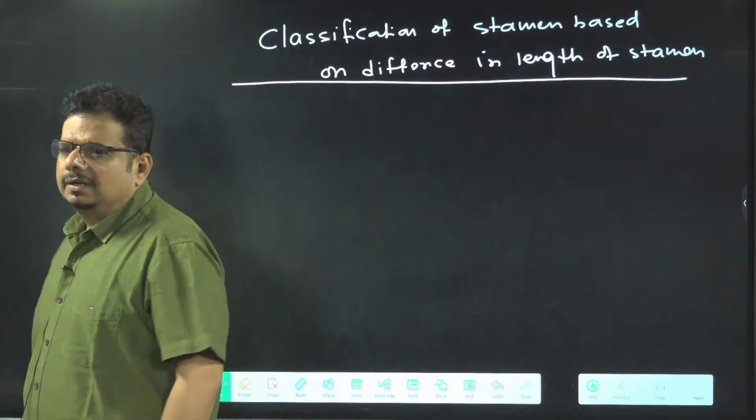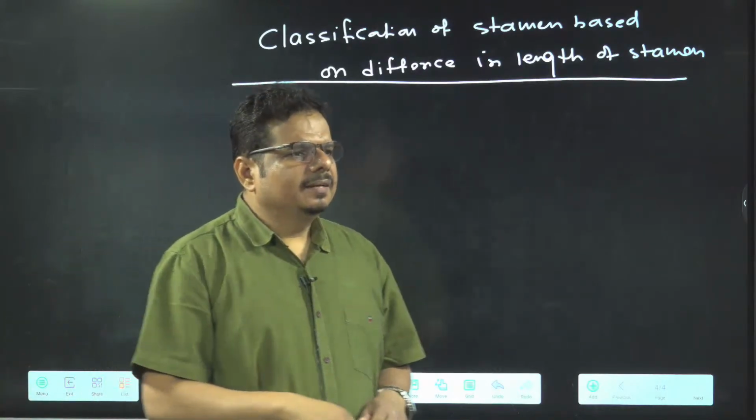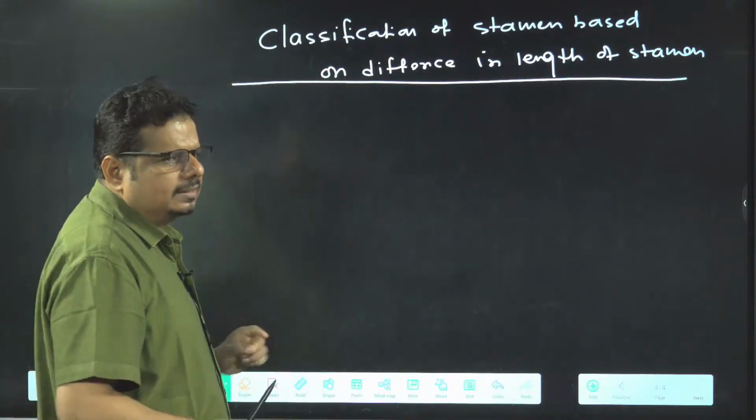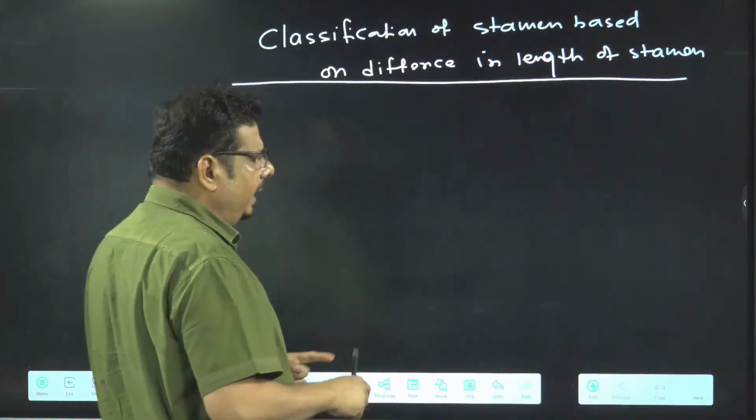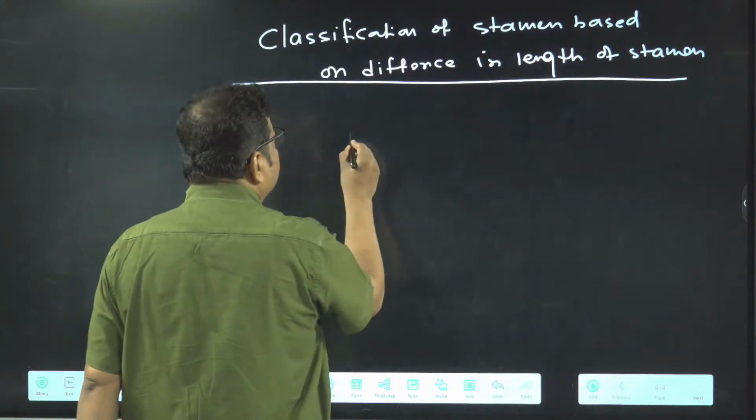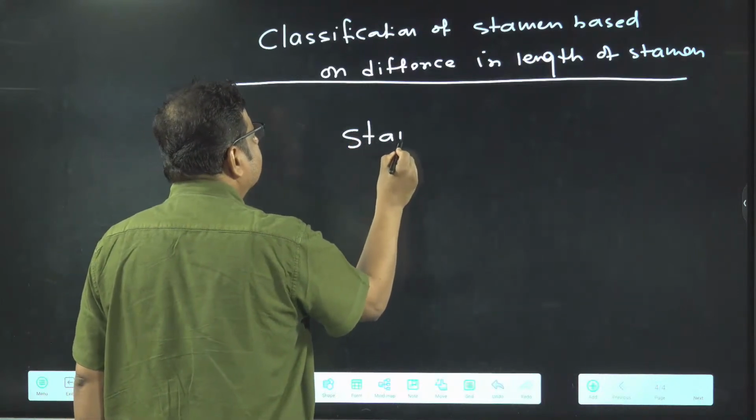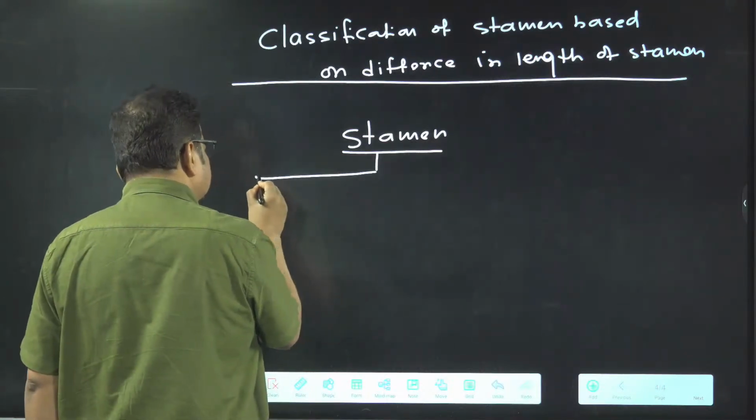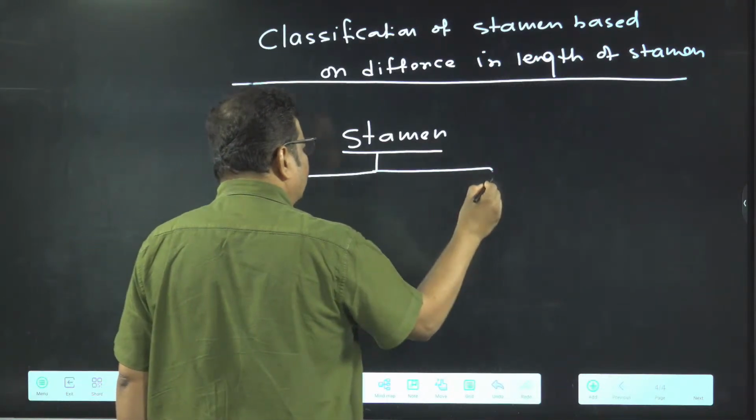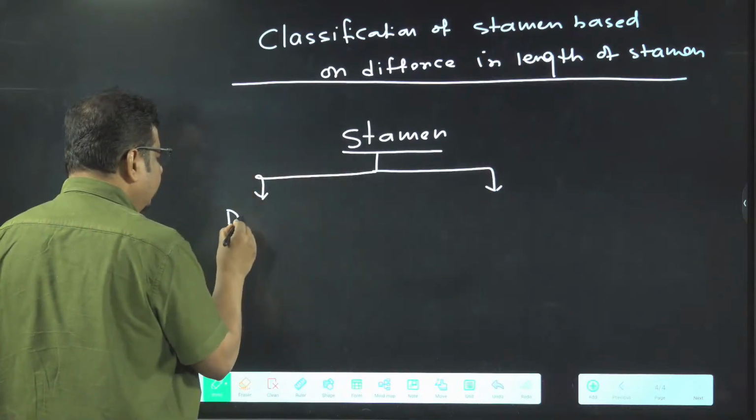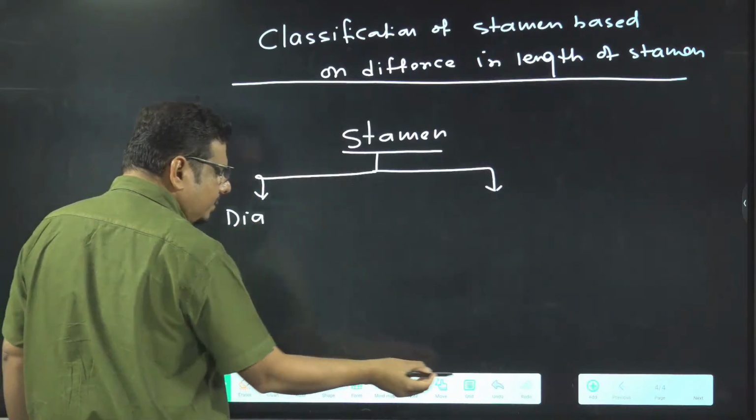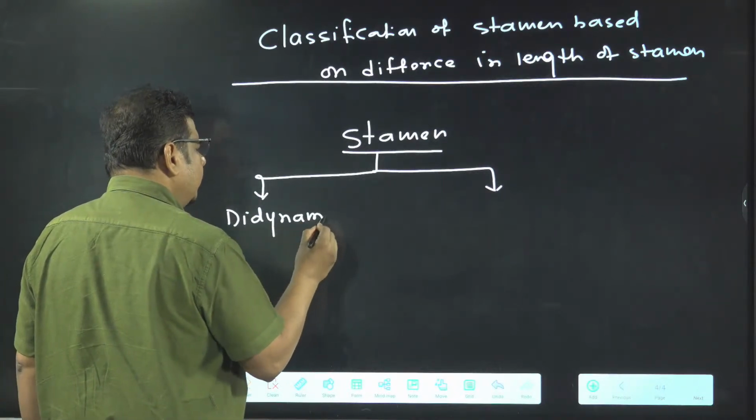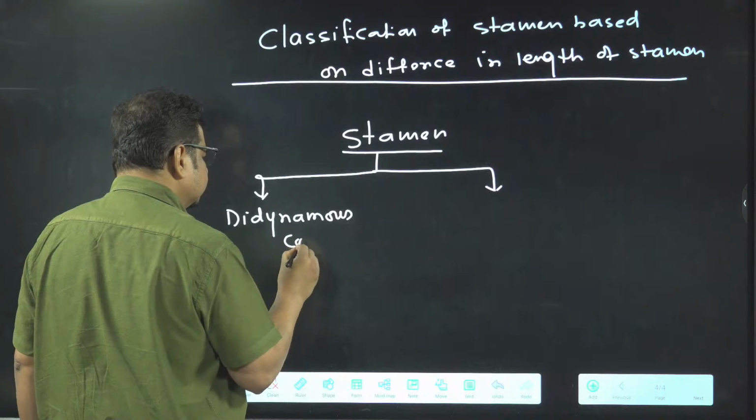NCERT wrote it, but they make khichdi. They mix and match, so a student does not get better clarity about this. So I'm giving you the names as well. Stamen is classified into 2 categories. Here it is: one is Didynamous condition.